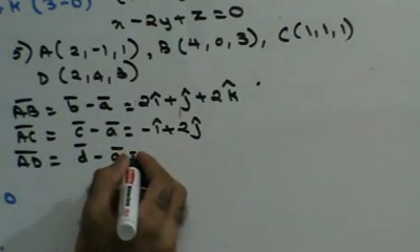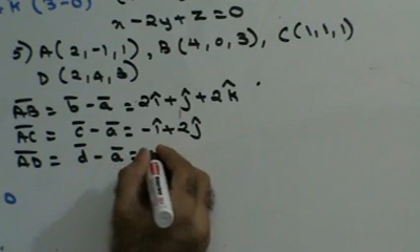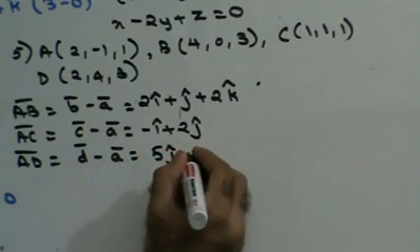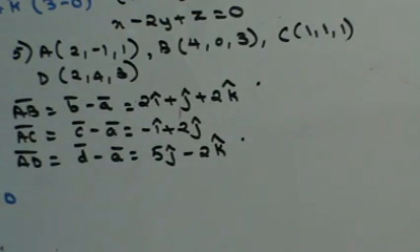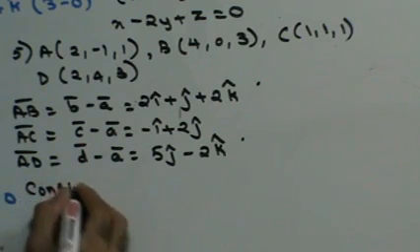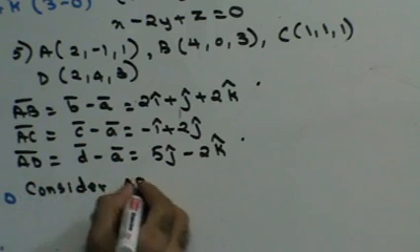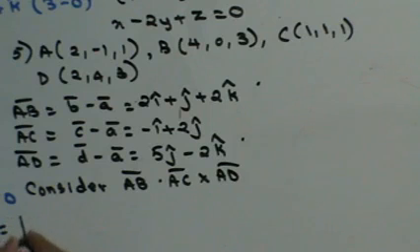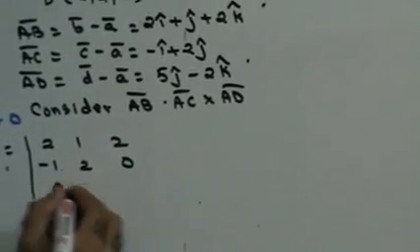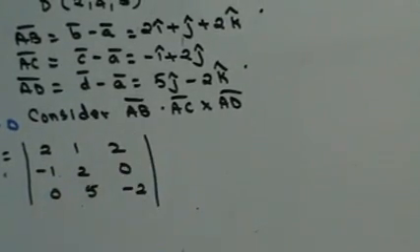So this is going to be 2 minus 2, 0, 4 minus of minus 1, 5j, 3 minus 1, 2k. Now if I want to prove that they are coplanar, I have to first find out their scalar triple product. So I'll say, consider AB vector dot AC vector cross AD vector, which will be nothing but 2, 1, 2, minus 1, 2, 0, 0, 5, minus 2. Right? Let's try solving this, people.